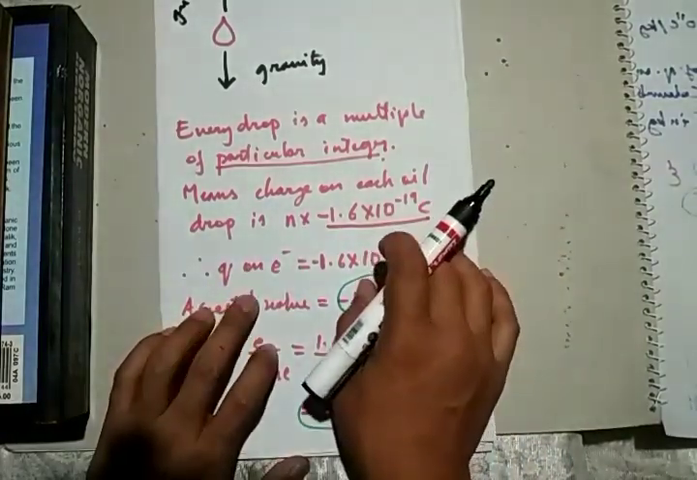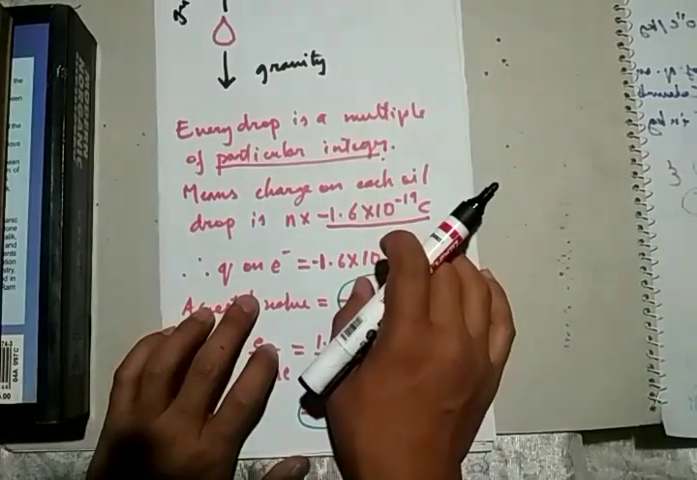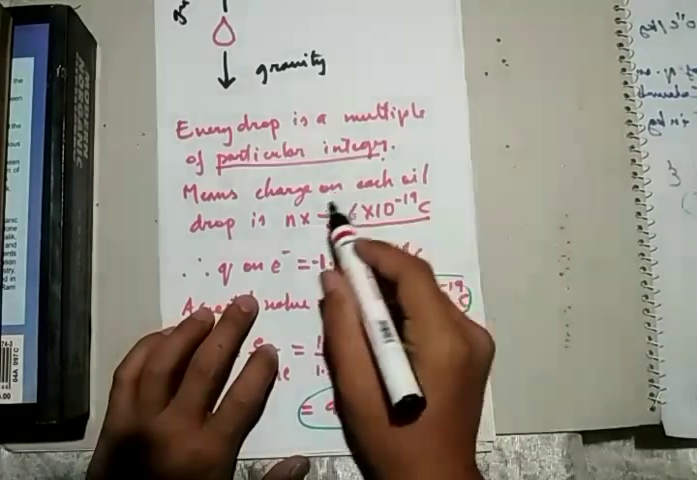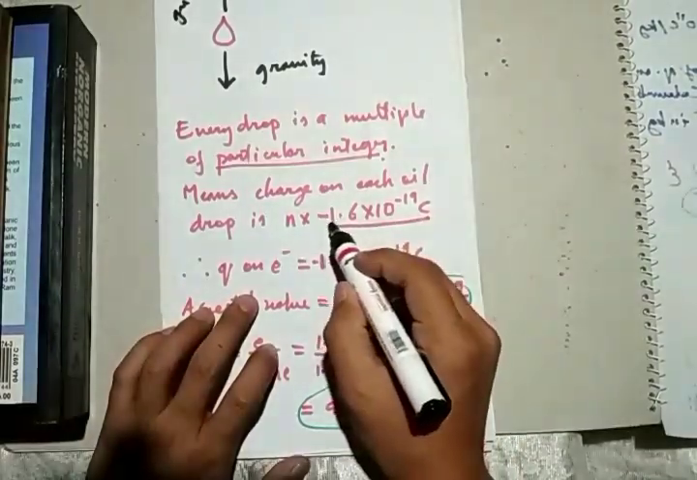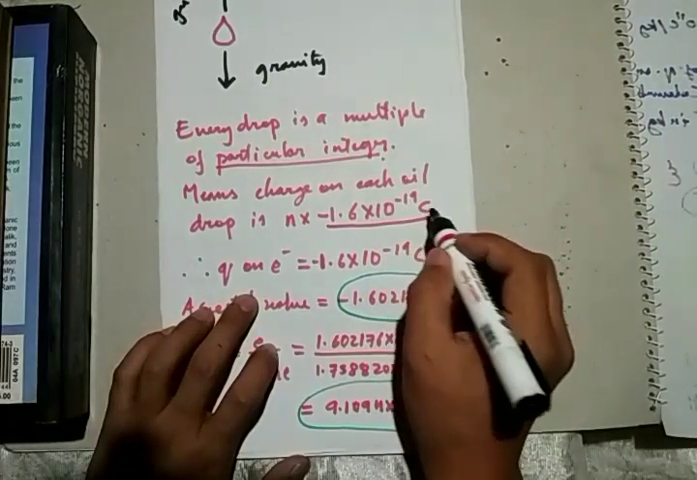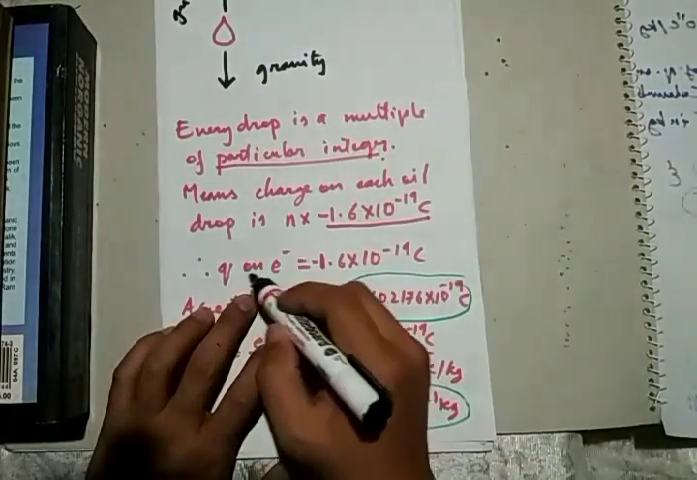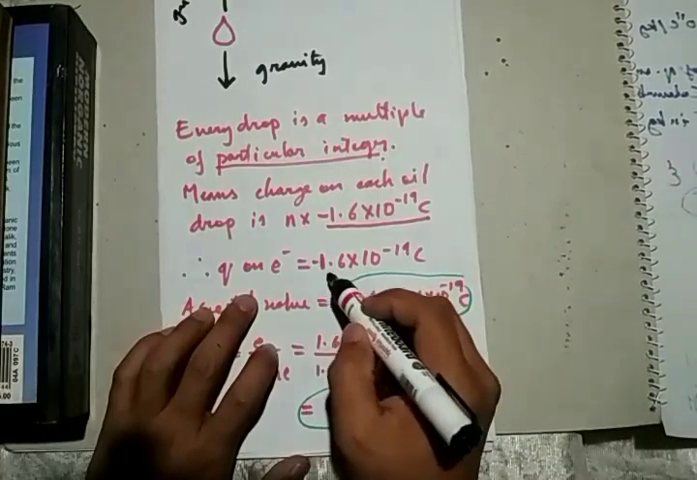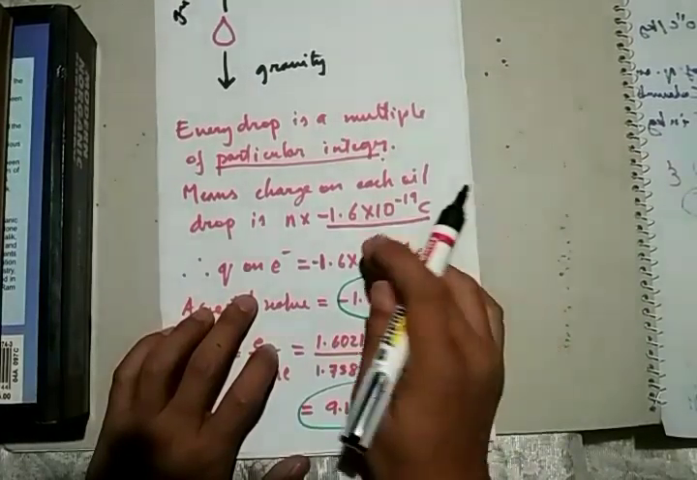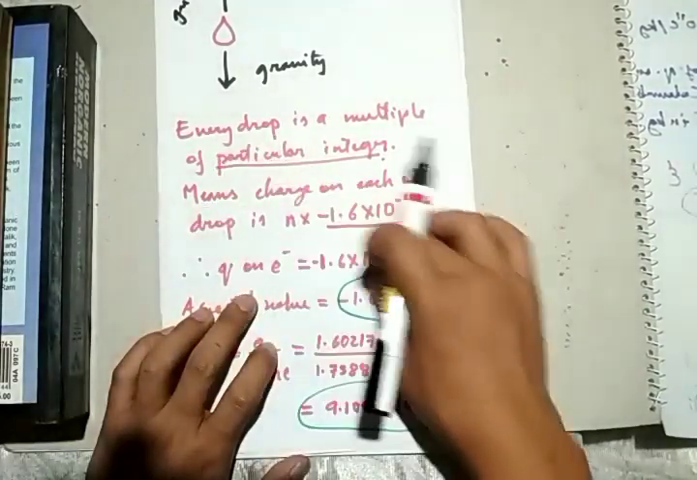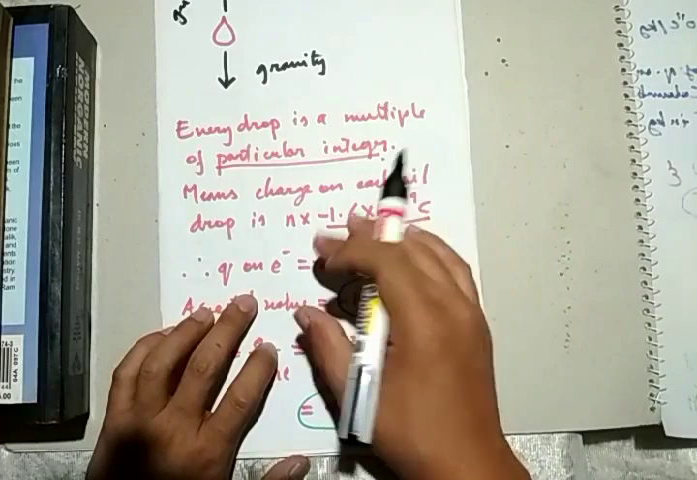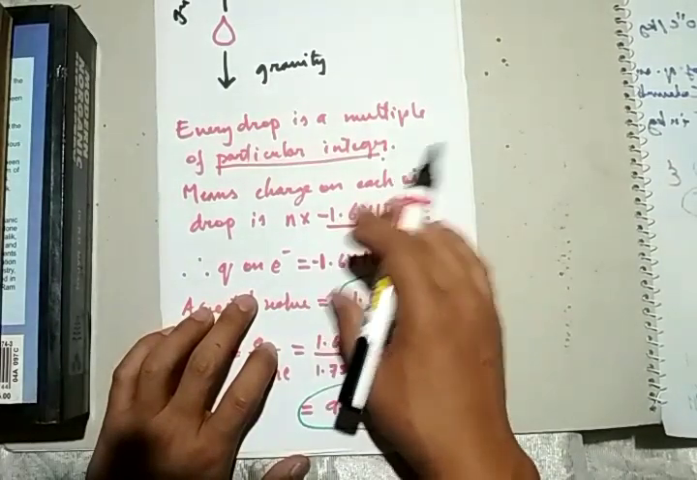The smallest charge has to be the smallest value. So the smallest value was minus 1.6 into 10 to the power minus 19 coulomb. So the charge on the electron is minus 1.6 into 10 to the power minus 19 coulomb. Through this experiment he was able to find out the charge on the electron. For this he was awarded the Nobel Prize.